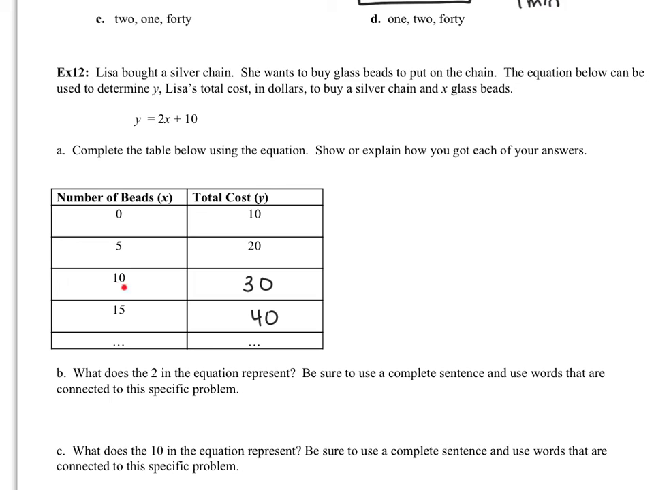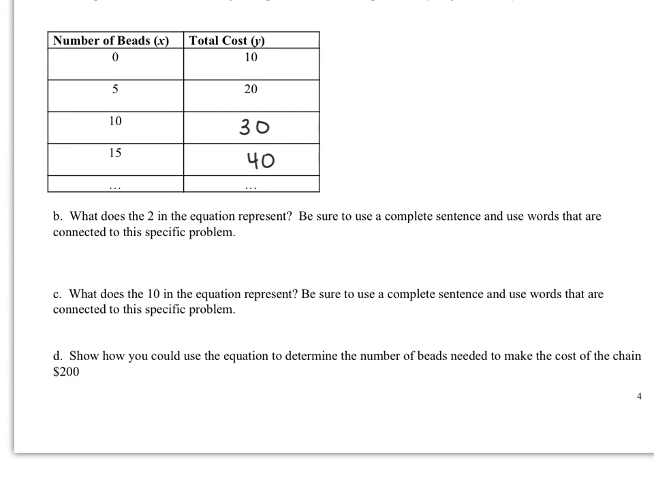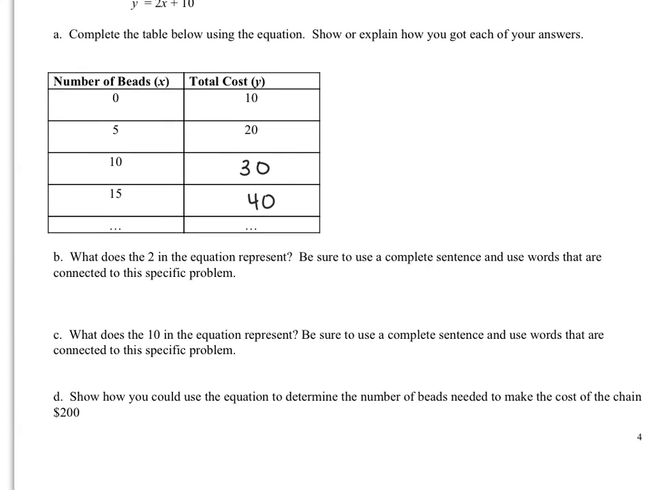So her total cost for 10 beads would be $30, 2 times 10 is 20, plus 10 is 30, and her total cost for 15 beads would be $40, 2 times 15 is 30, plus 10 is 40. So now the next question is, what does the 2 in the equation represent? Be sure to use a complete sentence and words that are connected to this specific problem.